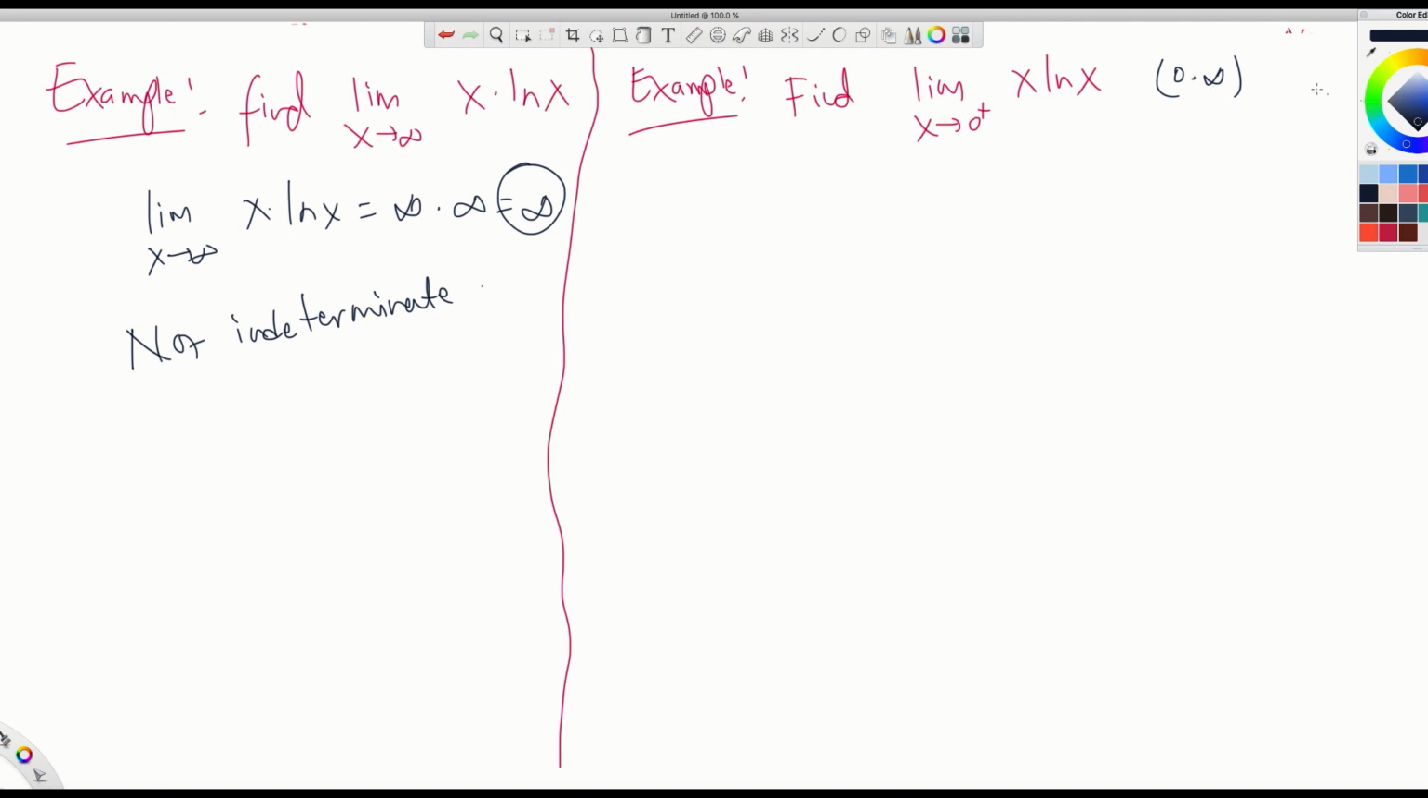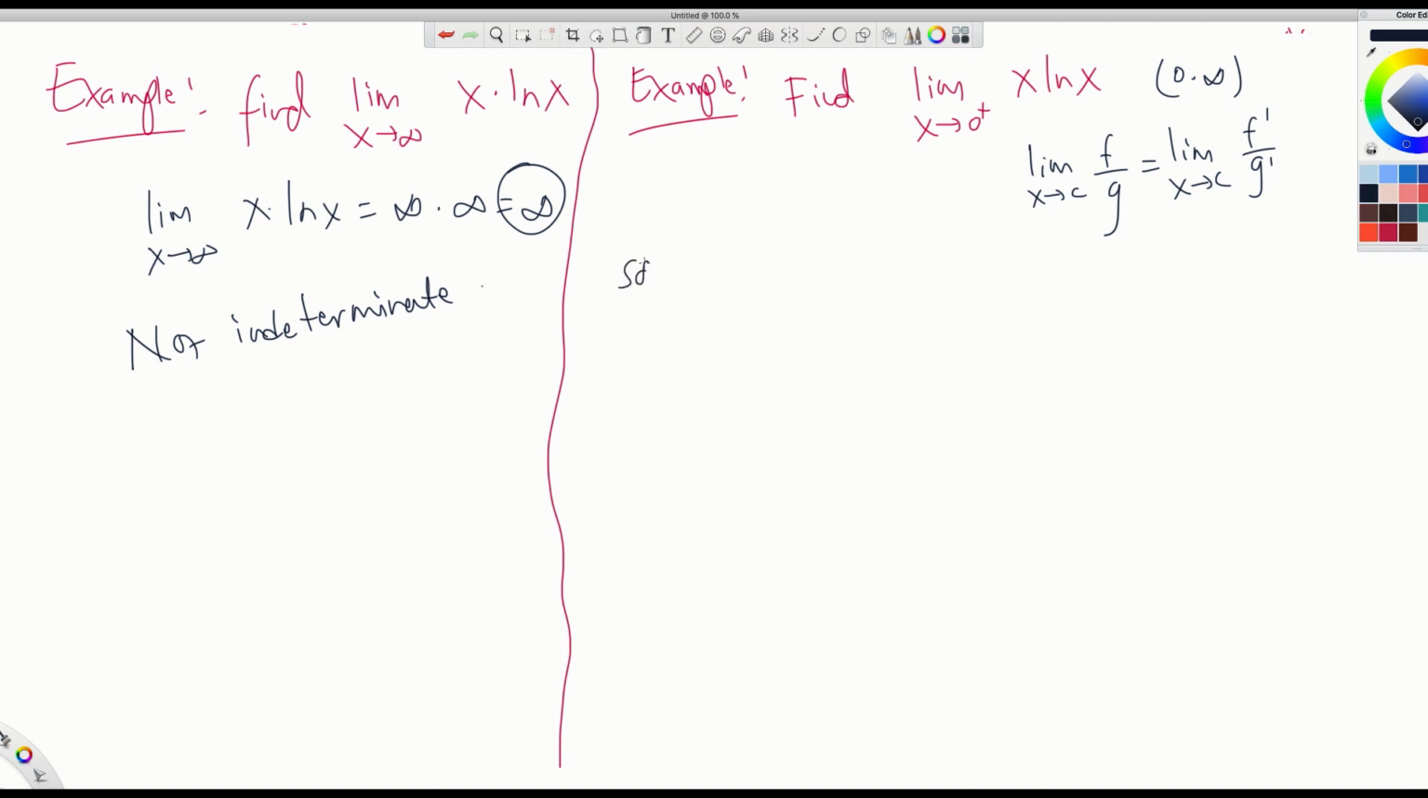Okay, but to use L'Hopital's rule, you need the f(x) over g(x) form. Because what does L'Hopital's rule say? The limit as x tends to c of f over g is equal to the limit as x tends to c of f prime over g prime. That's what L'Hopital's rule says. But we don't have f over g here. We just have f(x) times g(x). So how do I handle this problem then? Okay, let us see that.